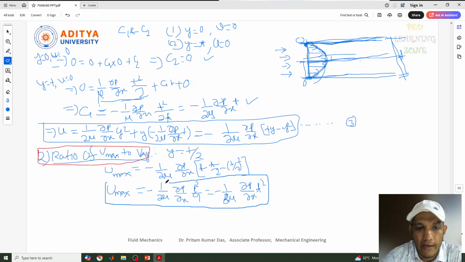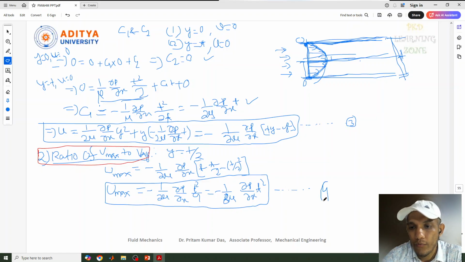So this one, again, I can write as equation 4. This is all about the maximum velocity. Now, to find the average velocity u bar, it will be obtained by dividing the discharge across the section by the area of the section. What is the discharge of this fluid, and what is the area of the section?